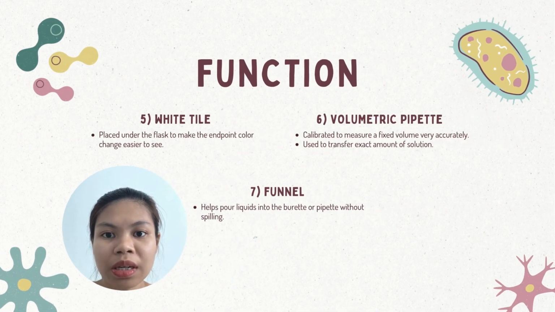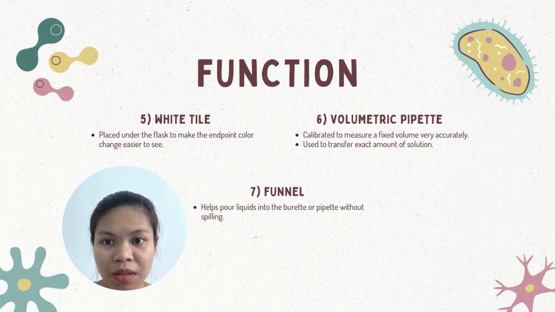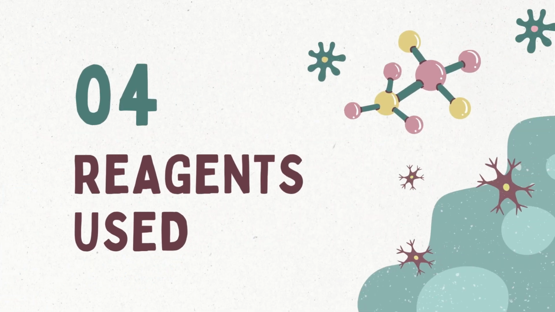Function of each apparatus. The white tile is placed under the flask to make the endpoint color change easier to see. The volumetric pipette is calibrated to measure a fixed volume very accurately and is used to transfer an exact amount of solution. The last one is funnel, which helps pour liquids into the burette or pipette without spilling.